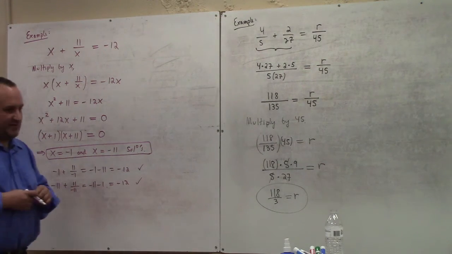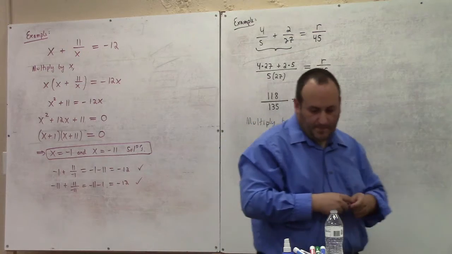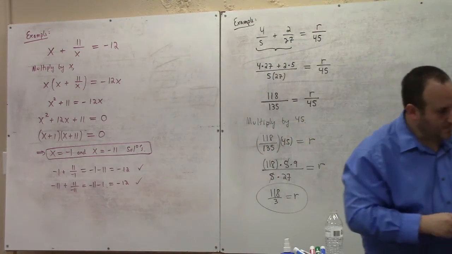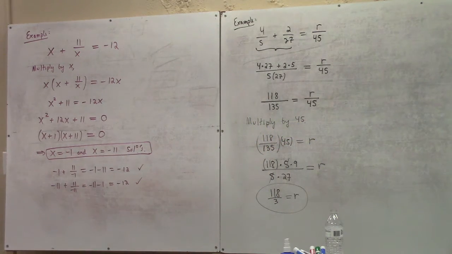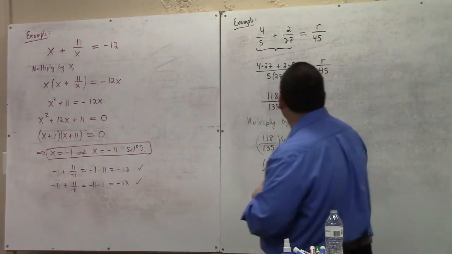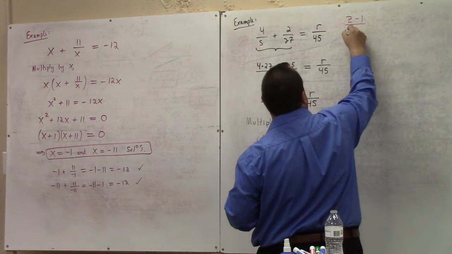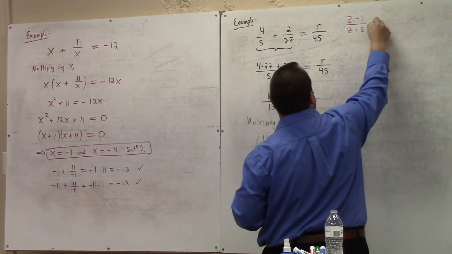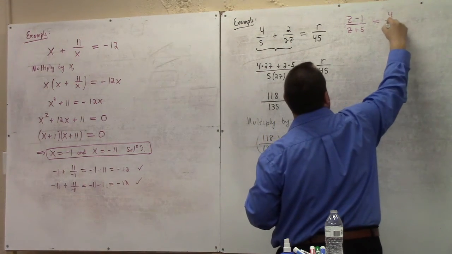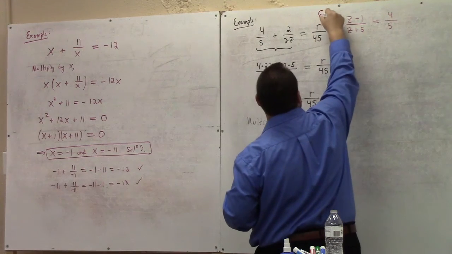There's reason to check other problems. Let's see if I can find us another one. z minus 5 over z plus 1 equals 4/5. See if we can solve this one.